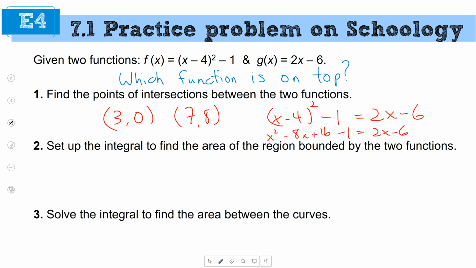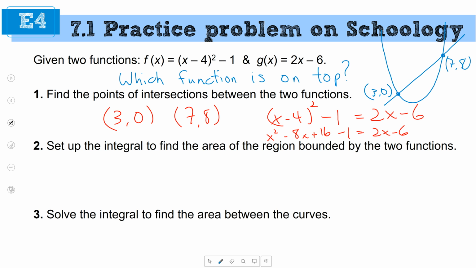Good. All right, halt. Stop chatting. Let's debrief then. Which function's on top? G of x, right. For those of you that didn't graph it, but I think you all did, we have a parabola with a line passing through it. So our bounded region goes from that point to that point. This point is 3, 0. This point is 7, 8.